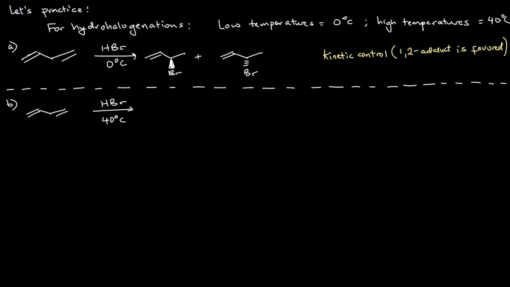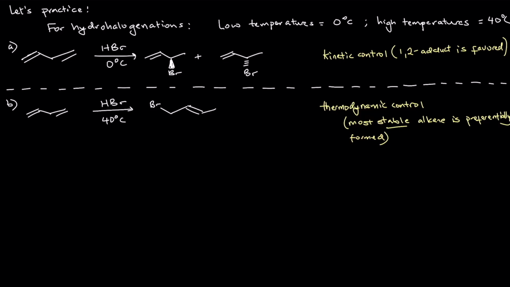Okay, so take that same butadiene and treat that with HBr again. And this time you want to treat it at 40 degrees Celsius. This time you're under thermodynamic control, and so the most stable alkene is preferentially formed here. The most stable alkene that is potentially formed here is going to be your 1,4 adduct, and so that's going to be your major product in this reaction.